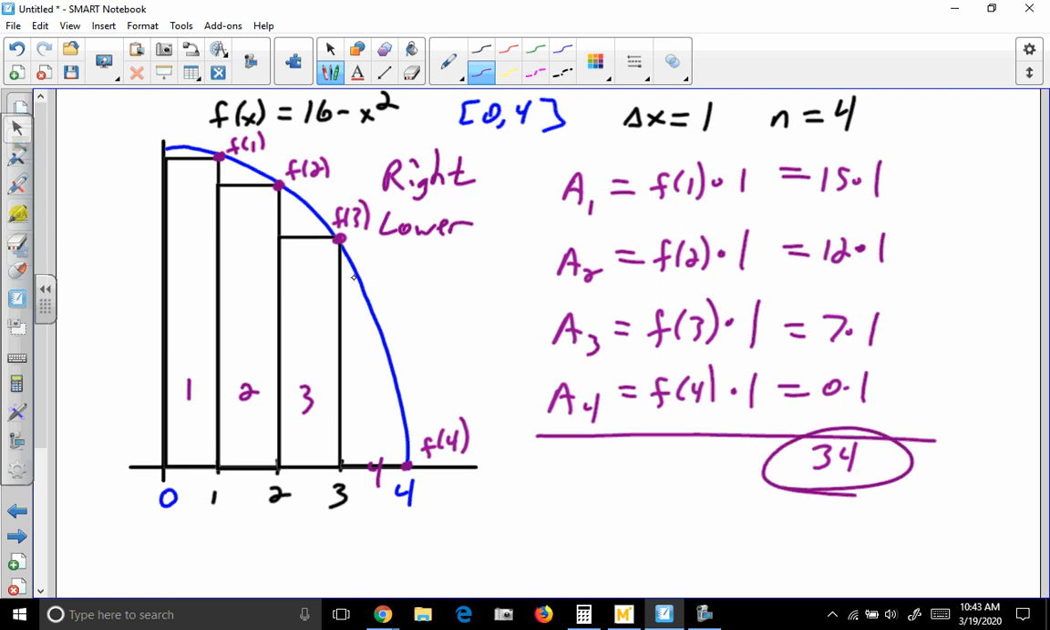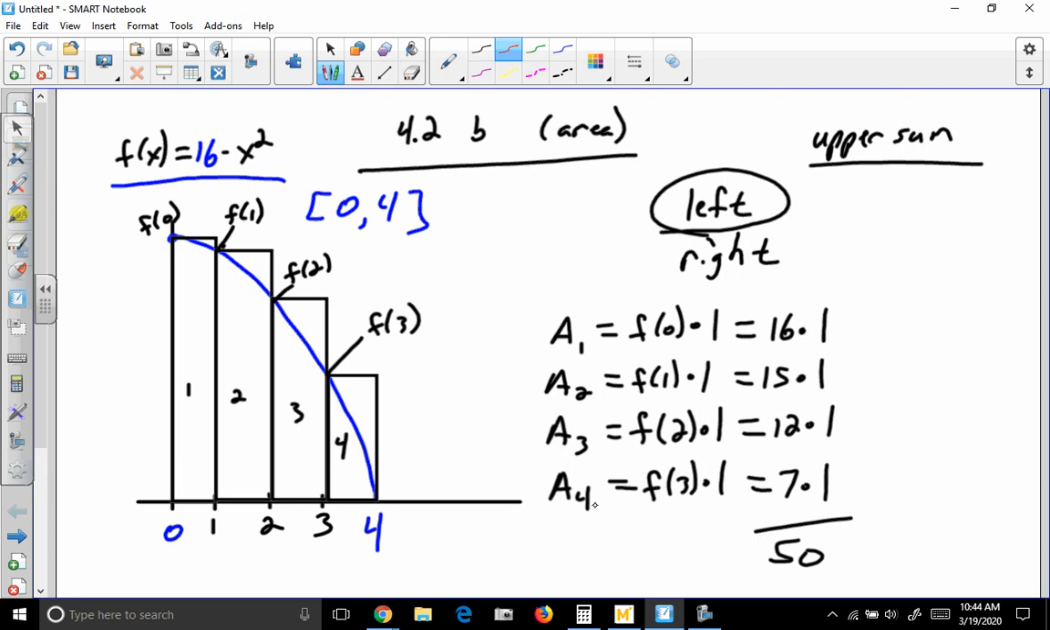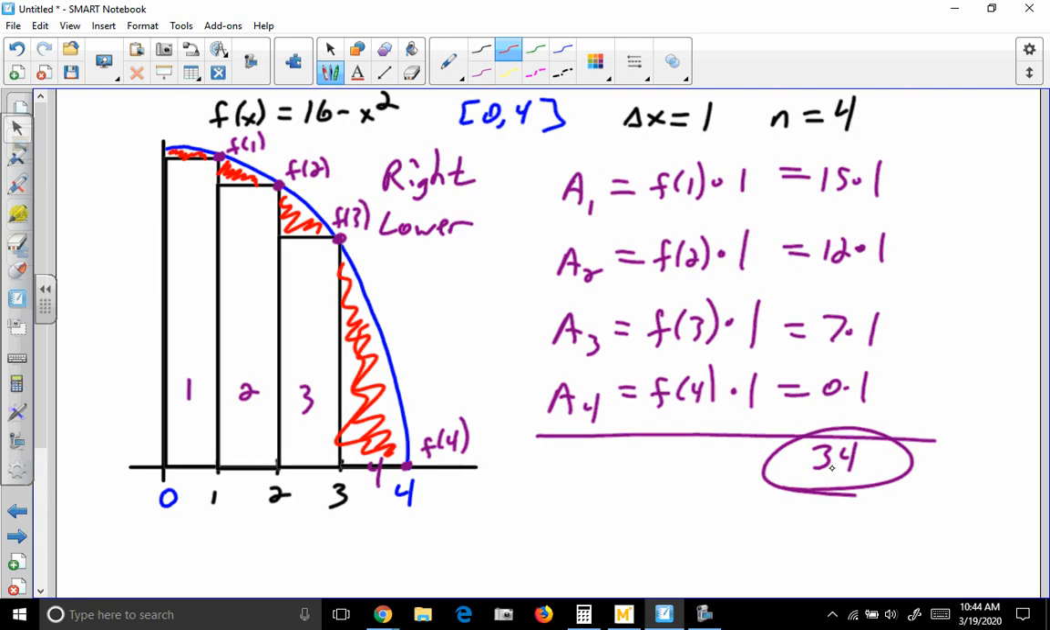There's area underneath our curve that is not included in here. So our actual area is more than what we just got. If we could find the area of that red region, that's how much unincluded area. So the actual area is somewhere between 50 and 34. So how would you expect that we could get a better approximation? Might be possible that we could use different shapes.